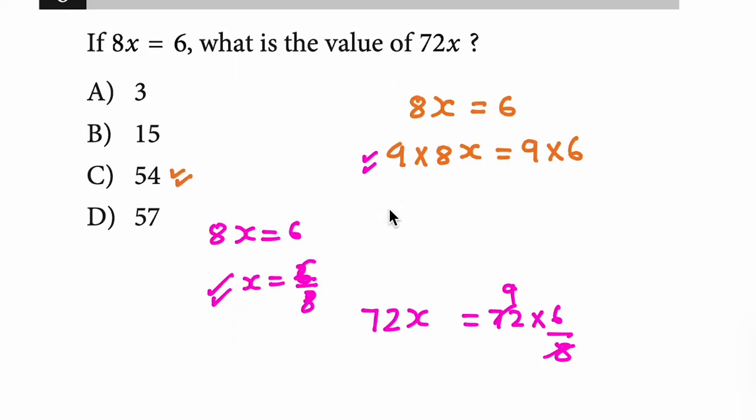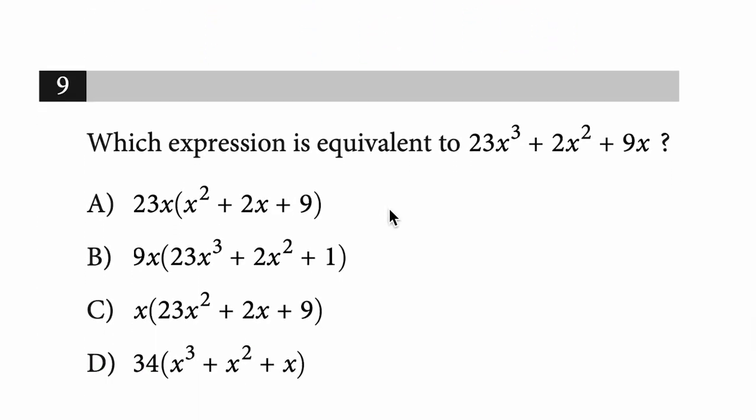Okay. Which expression is equivalent to 23x cubed plus 2x squared plus 9x? Now, as soon as I see this question, the first thought in my mind is that 23 is the biggest number here and it's a prime one. So that means no factor is common in them. So numbers will be as it is, right? So this option or this option can be true.